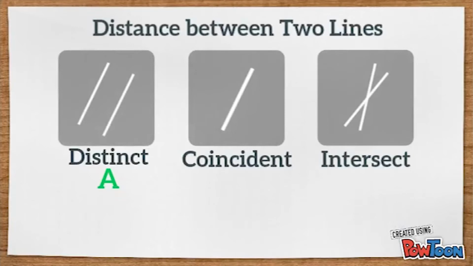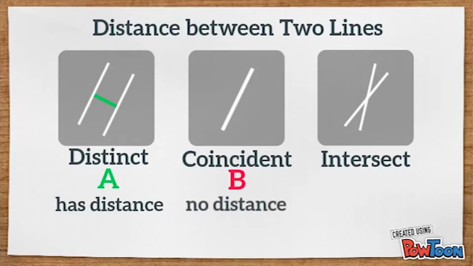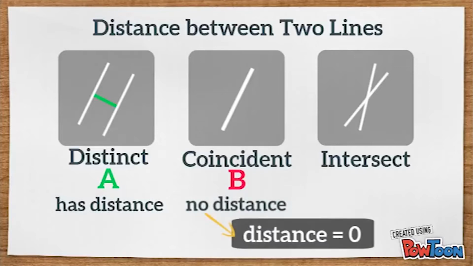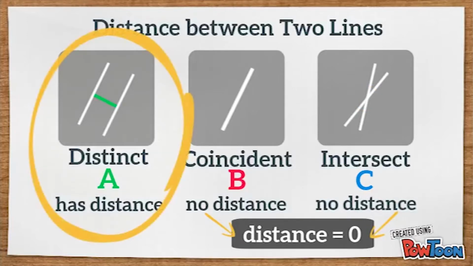A. If the two lines are parallel and distinct, then the distance between them will be a line like this, which is normal to both lines. B. If the two lines are parallel and coincident, there is no distance between them because they share all their points. The distance between them is 0. C. If the two lines are non-parallel, they intersect. There is no difference between them because the shortest path between them will be at the intersection point. The distance between them is 0. Hence, we can only calculate the distance between two lines if they are both parallel and distinct.